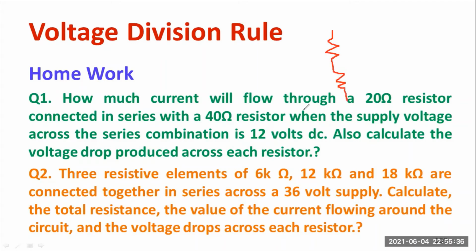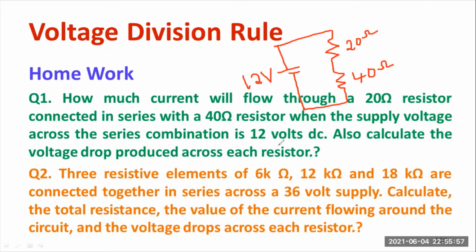So 2 resistors are there, R1 and R2. Let me call this 20 ohm. Another resistor is 40 ohm. The total voltage which you are going to apply is 12 volt. See, this is your 12 volt. You are applying 12 volt.